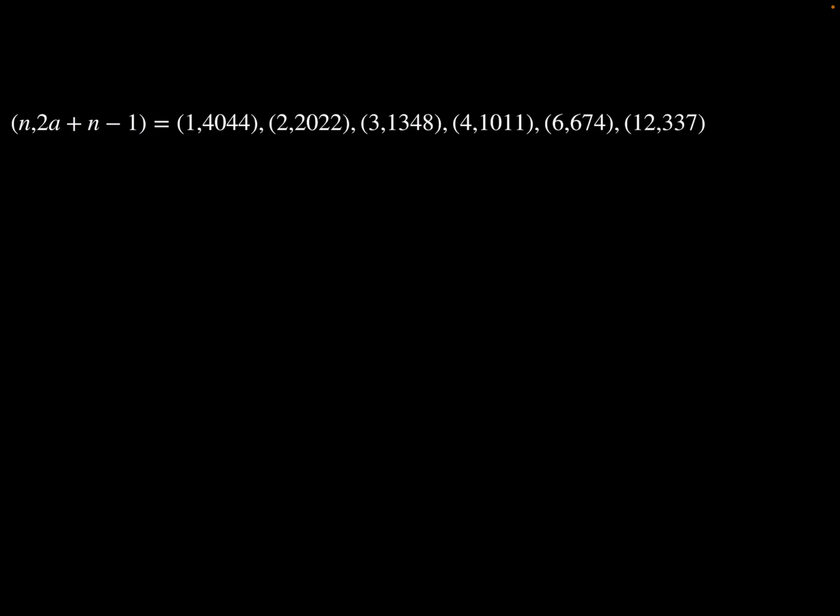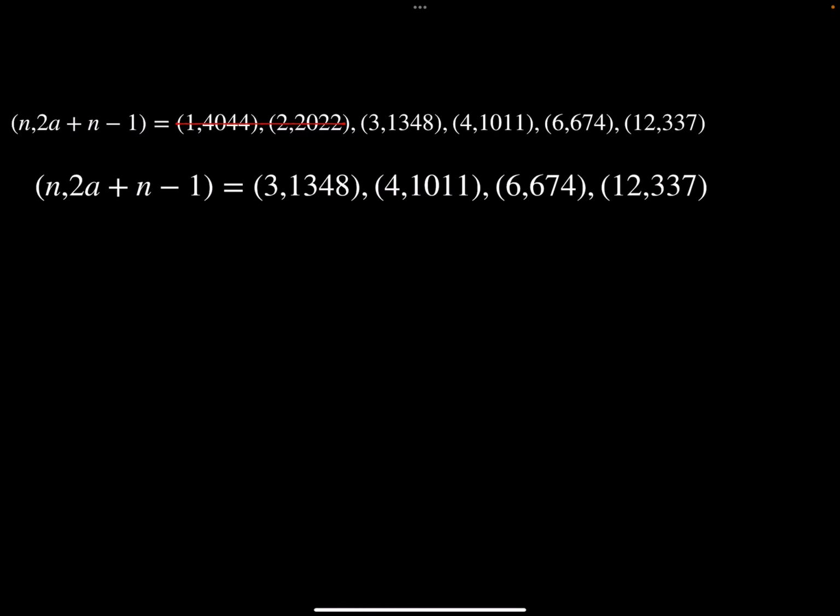So the second set of ordered pairs is given by 1 and 4044, 2 and 2022, 3 and 1348, 4 and 1011, 6 and 674, and 12 and 337. Now, remember that n is greater than or equal to 3. So we can drop the first and second ordered pairs. So we just delete those. So we only have the last 4 ordered pairs.